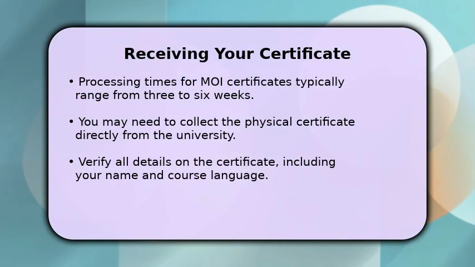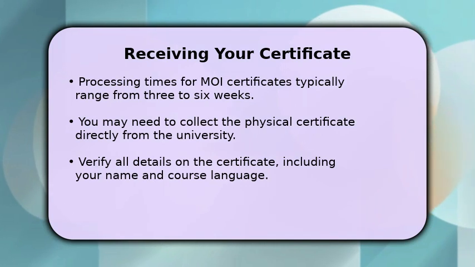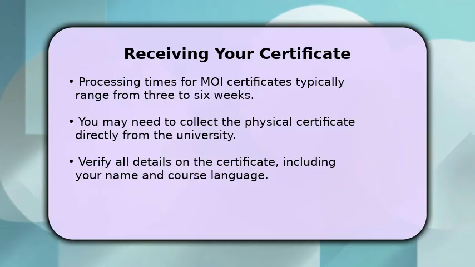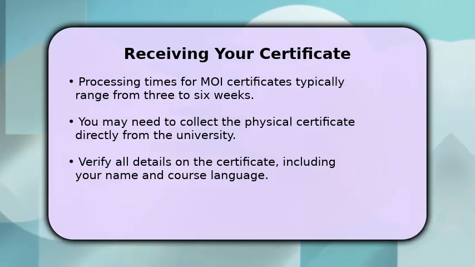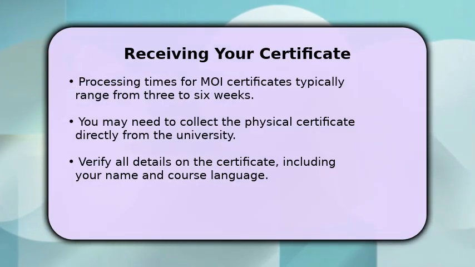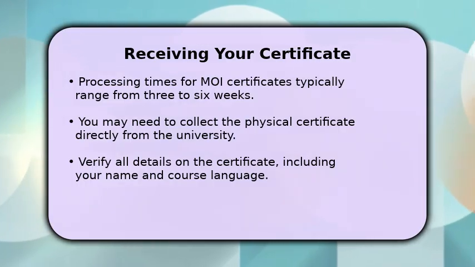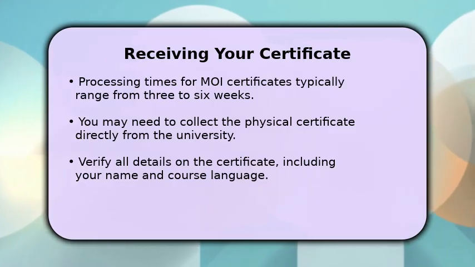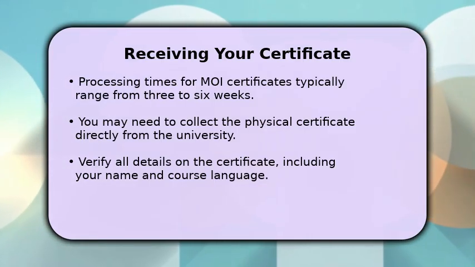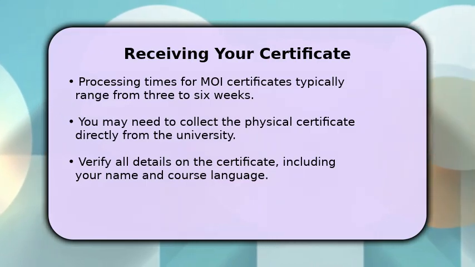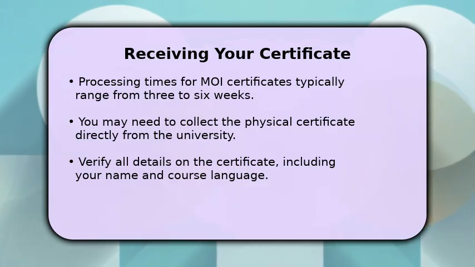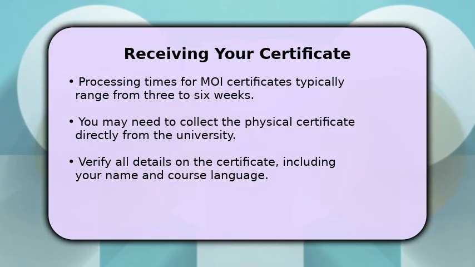After submitting your application, the processing time for an MOA certificate can vary, typically taking between 3 to 6 weeks. Once issued, you might need to collect the physical certificate directly from your university's designated office. Upon receipt, carefully verify all the details, ensuring your name, degree, and the stated medium of instruction are accurate. Also, confirm that the certificate is printed on official letterhead and bears the necessary signatures and institutional stamps for authenticity.